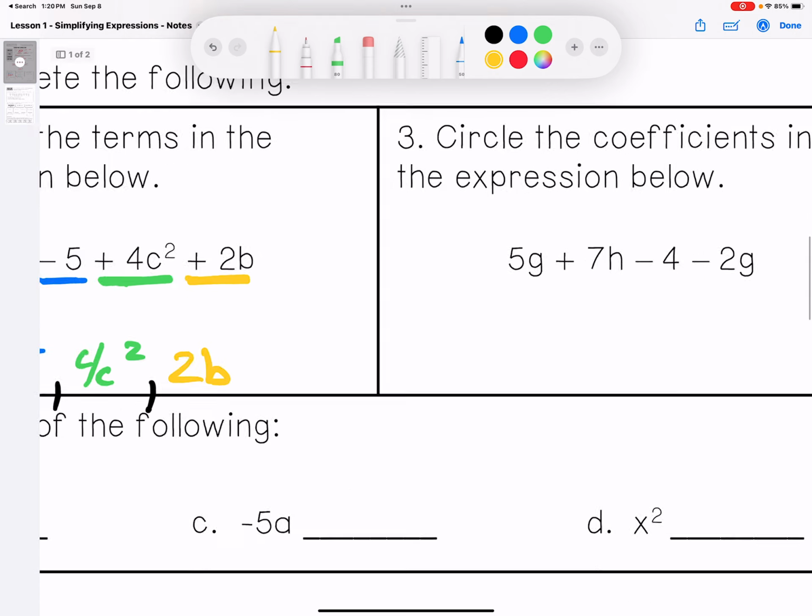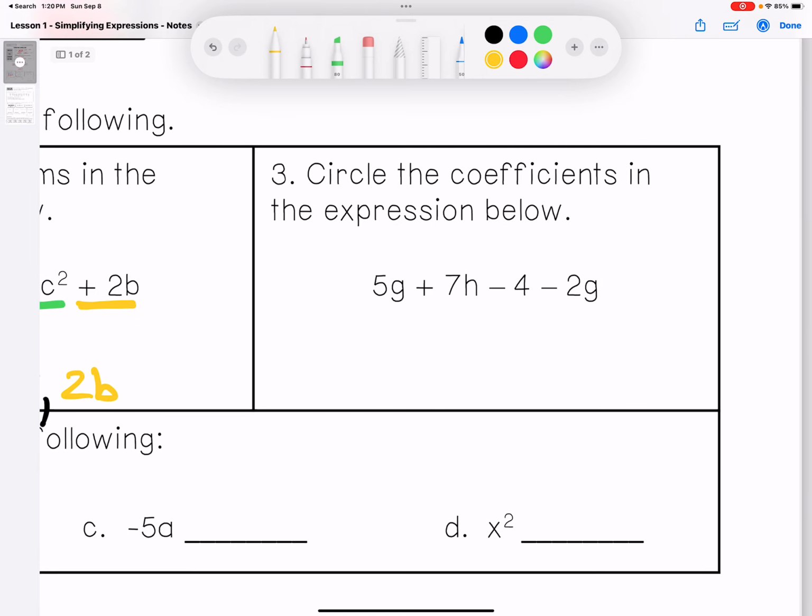All right, let's go to the next one. This one wants us to circle just the coefficient. Well, let's go back up and look at the definition of coefficient. Coefficient is the number in front of a variable. So let's circle the coefficients that are in front of a variable. That's got a variable behind it. The variable is g. This has a variable behind it, h. Negative 4 does not have a variable behind it, so it's not a coefficient. It is a constant, okay?